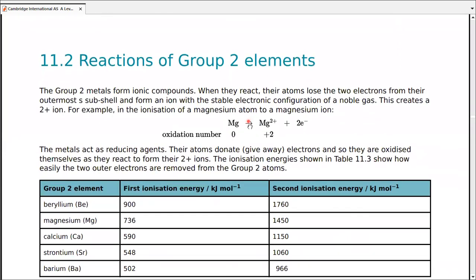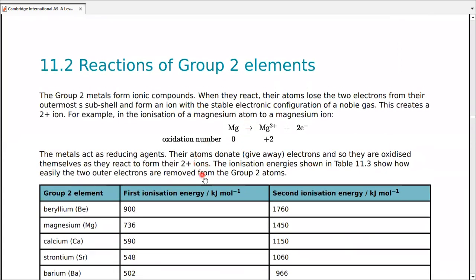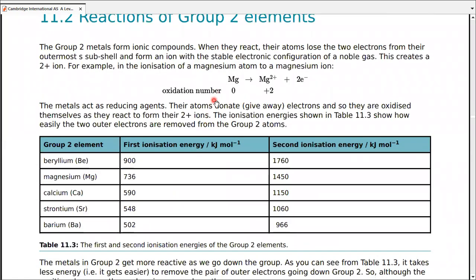Reactions of group 2 elements. The group 2 metals form ionic compounds. When they react, the elements lose two electrons from their outermost subshell, forming a 2+ ion, a stable arrangement because of the electronic configuration of a noble gas. The 2+ ions are common to all the elements in group 2, so that goes from beryllium all the way to barium. Their metals act as reducing agents.